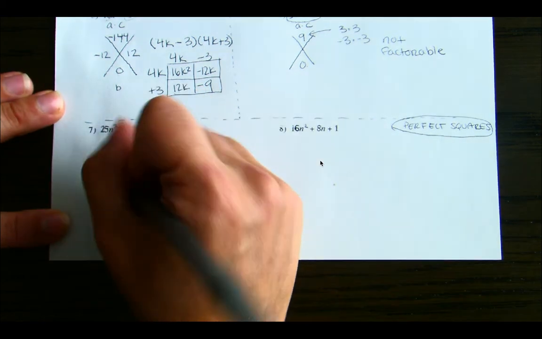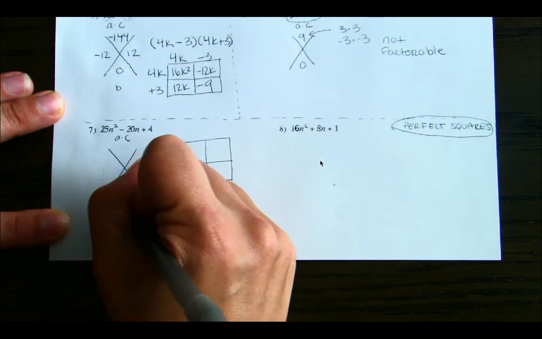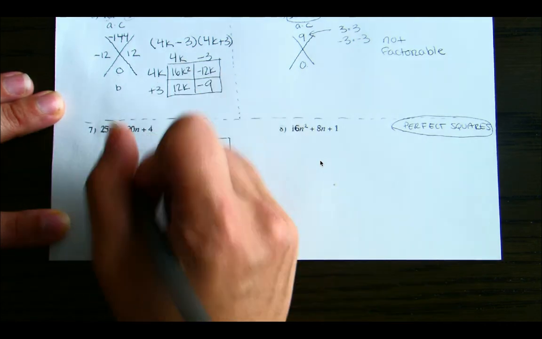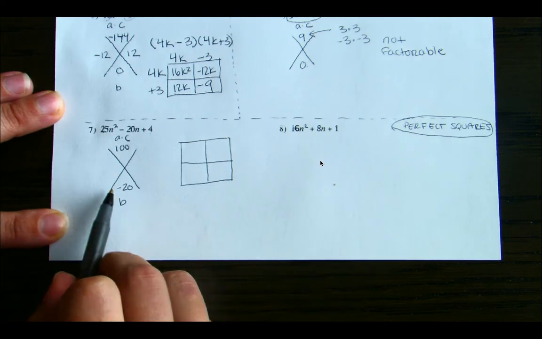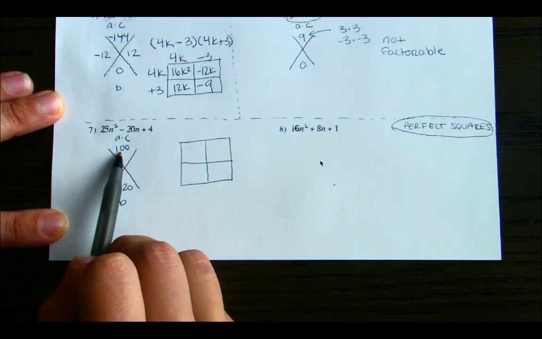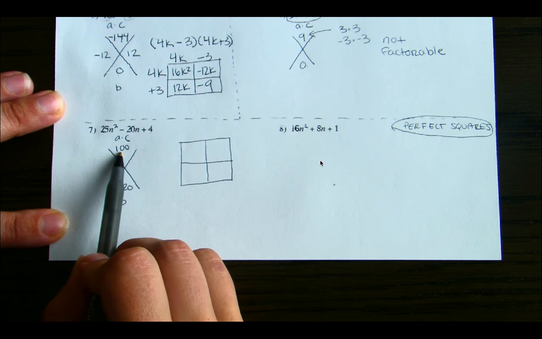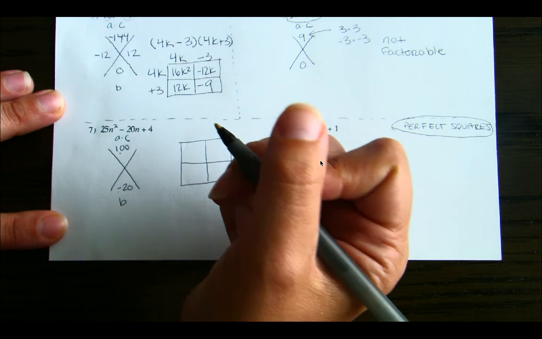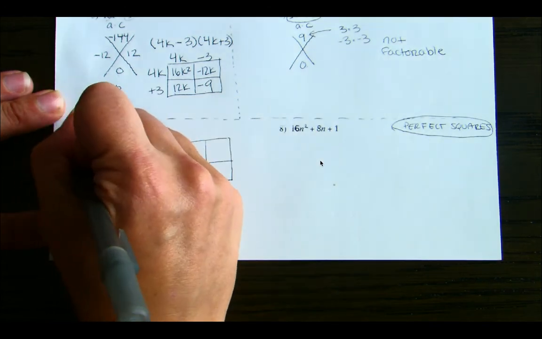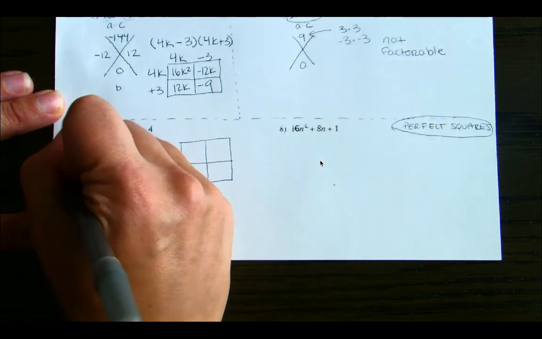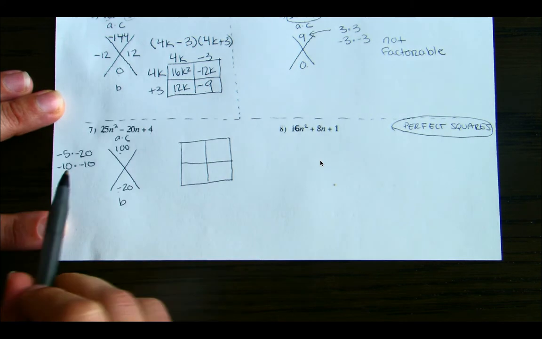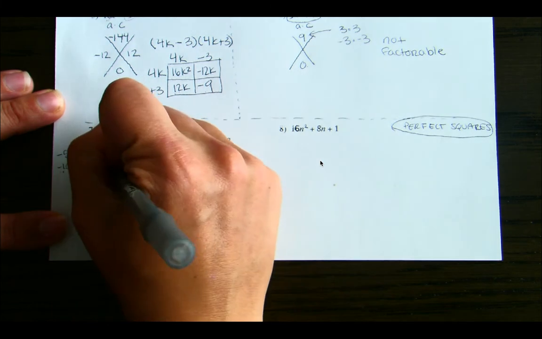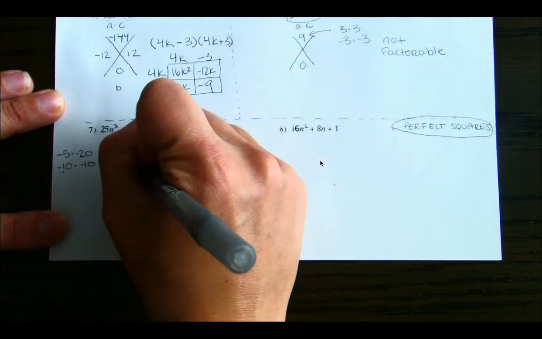So we have A times C on top, B on the bottom, just like before. A times C is 100 and B is negative 20. The only way that this is going to be negative and this is multiplying to positive is if we have two negatives being multiplied together. So we have different options such as negative 5 times negative 20, negative 10 times negative 10. And I'm going to stop there because negative 10 plus negative 10 is negative 20. So this is negative 10, and this is negative 10.